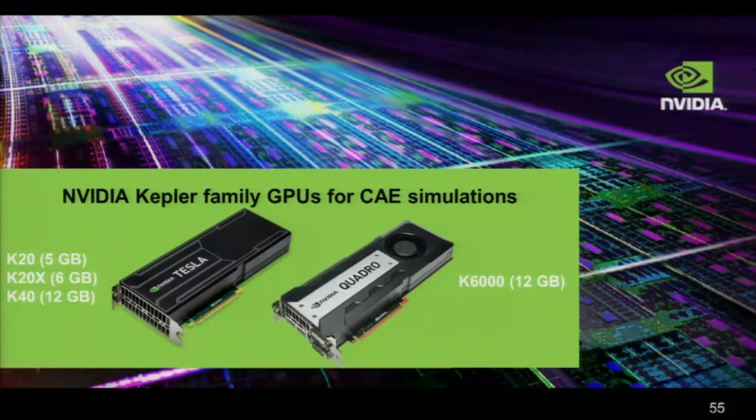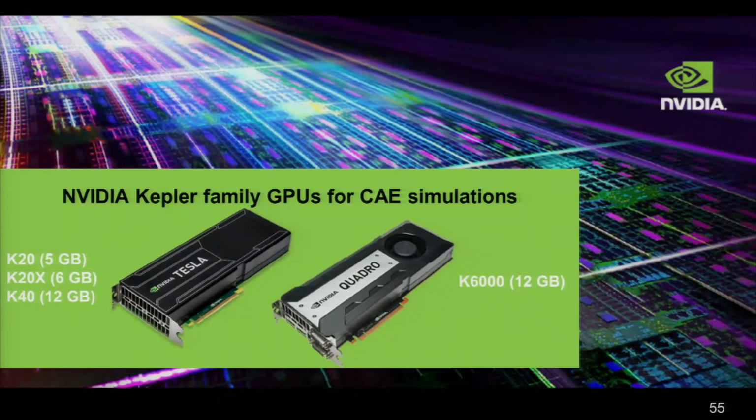So coming to our hardware solutions, these are some of the GPU cards that we highly recommend for CAE simulations. Our Kepler series, which is so far the latest series in GPUs for computing. The Tesla K20 and K20X has 5 to 6 gigabytes of memory based on which card you select. These are ideal for structural mechanics simulations unless you are dealing with a problem bigger than 5 million degrees of freedom. And that's when you should consider K40, which has more memory. It has 12 gigabytes of memory on it.